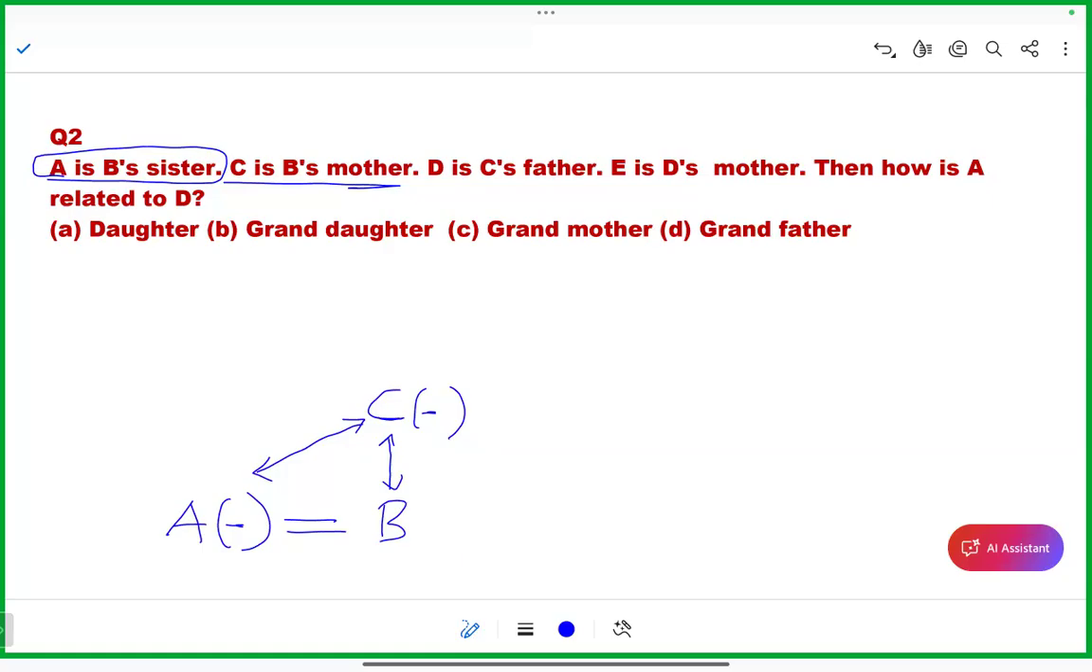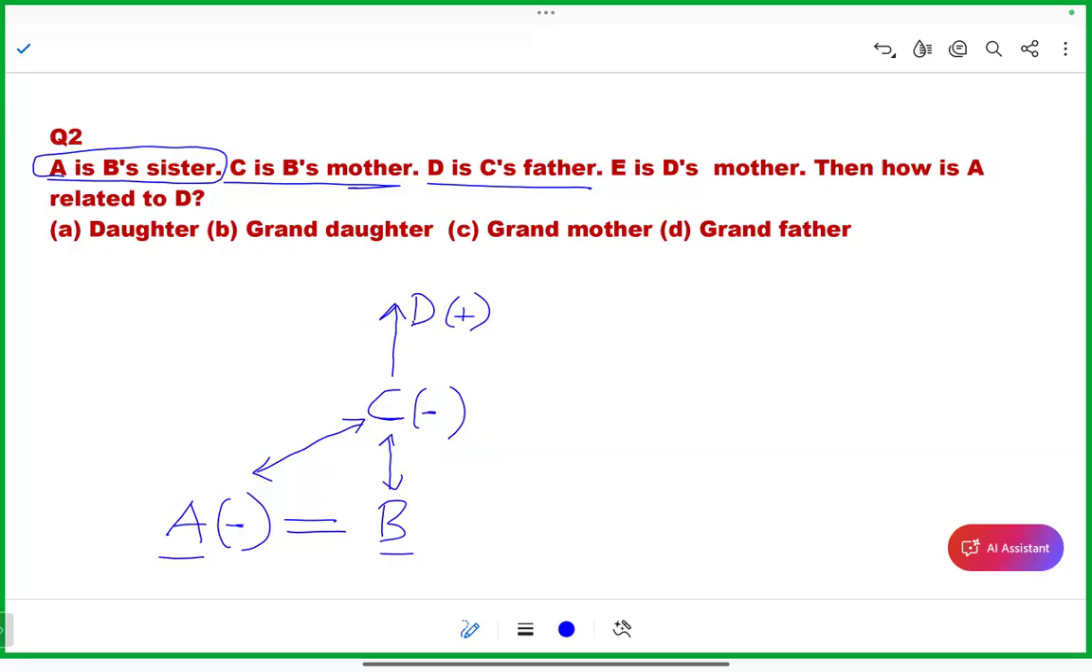So first two lines are clear, right? A is B's sister and C is B's mother. So C is also A's mother. Now D is C's father. That means from now we understand that D is the grandfather of both B and A.